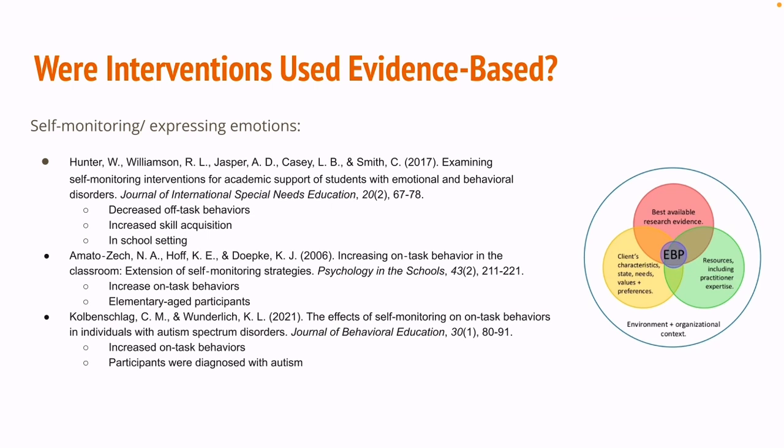The second article found that it increases on-task behaviors, and it was with elementary-aged participants. This was awesome because my kiddo is elementary aged, so that makes it possible that this intervention could be appropriate and successful with this kiddo because he fits that demographic. For the last article, it found that it increased on-task behaviors and participants were diagnosed with autism. My participant also has a diagnosis of autism, so that could help the cause for me to be a little bit more confident that it's going to be successful.